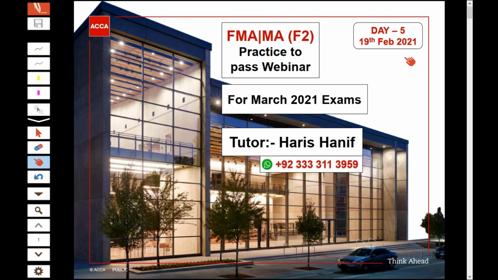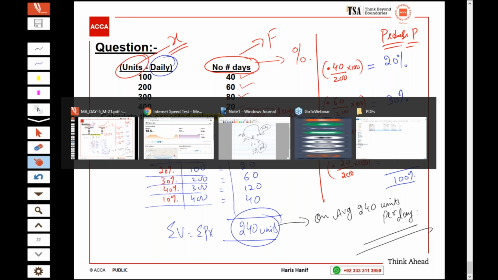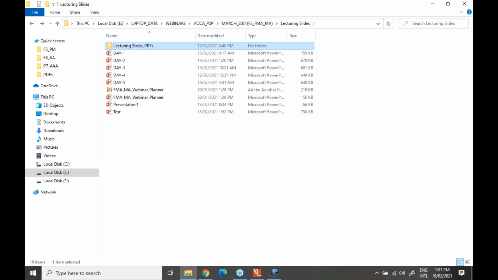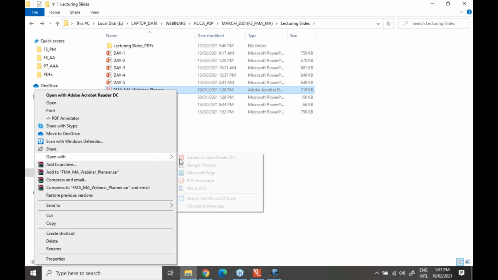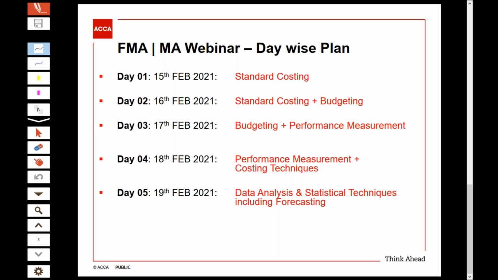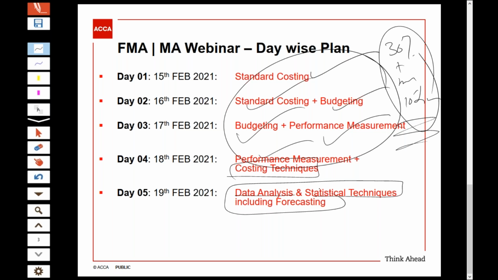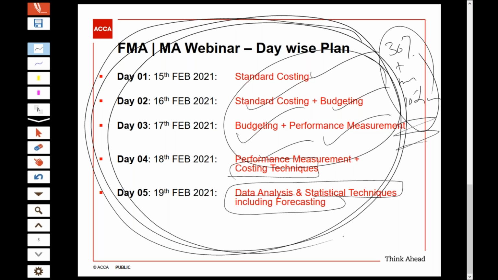And this is day 5, the last day, and I had tried my level best to cover the entire content which I had already discussed. This was my lecture plan. We had covered standard costing, budgeting, performance measurement, and these include approximately 30% of your course plus some MCQs worth 10 to 20%. So 60% of your exam contents are covered. Then costing techniques, data analysis, statistical, and including forecasting. Whatever the plan which I had made, Alhamdulillah, we had covered that.